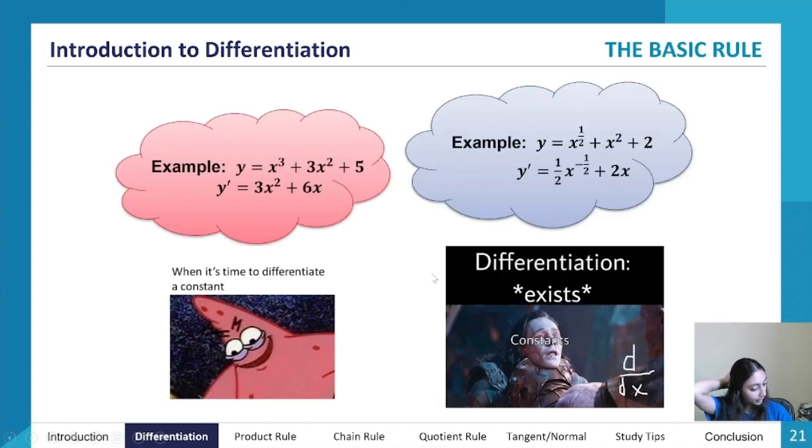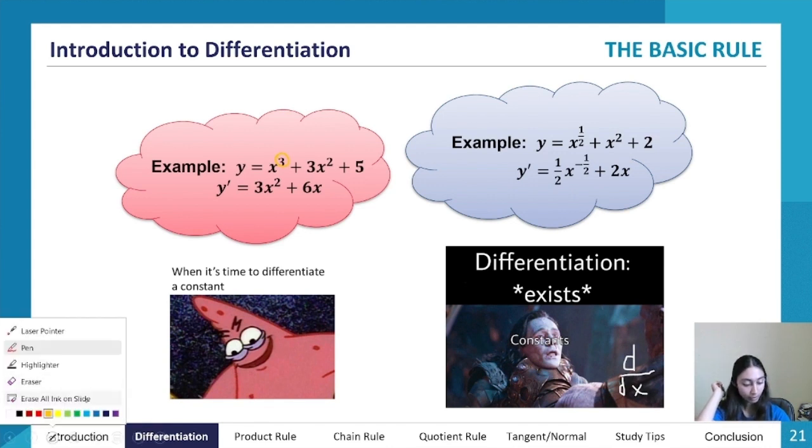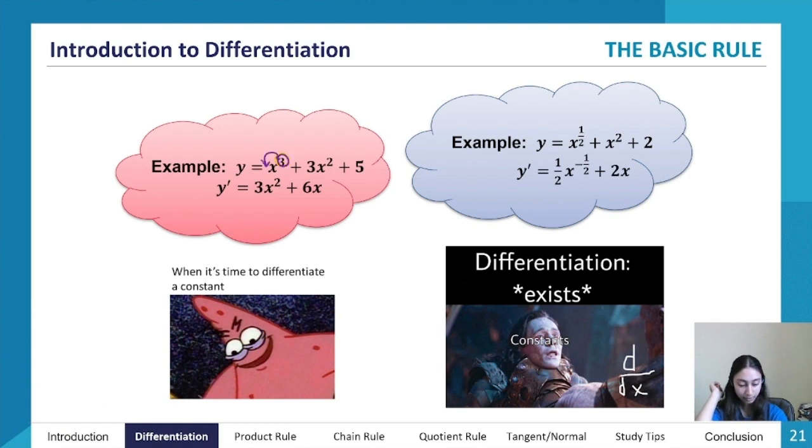Okay, so here are a couple of examples. So y is equal to x cubed plus 3x squared plus 5. Take a look at the power and the coefficient that's brought out the front. Okay, so the 3 over here, yellow's a bad color. Let's pick a different color. Let's go purple. The 3 over here is brought out the front, and this reduces to 2.